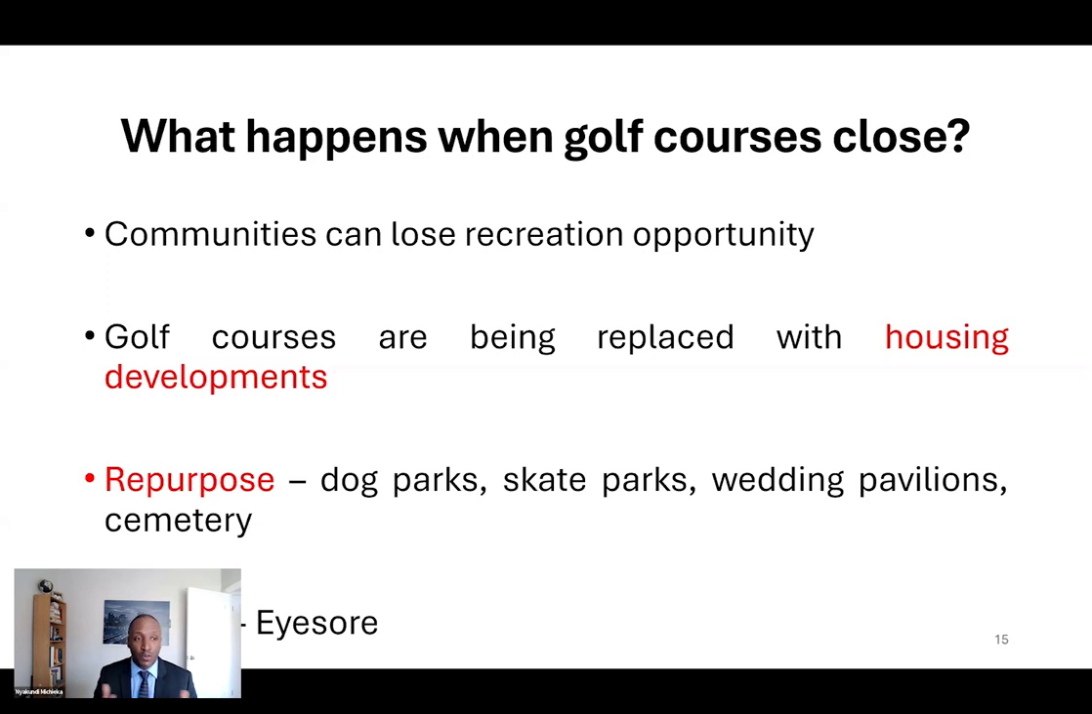Secondly, a lot of golf courses are being replaced with housing developments, especially in certain regions. I remember some of the articles looking at the East Coast, like in New Jersey, where you could see golf courses being shut down and housing developments going in. In other places, golf courses were shut down and repurposed into dog parks, skate parks, and some event spaces. And then some just don't do anything. You just leave it, and over time it can become an eyesore. So these are some of the challenges facing regions that are closing golf courses.